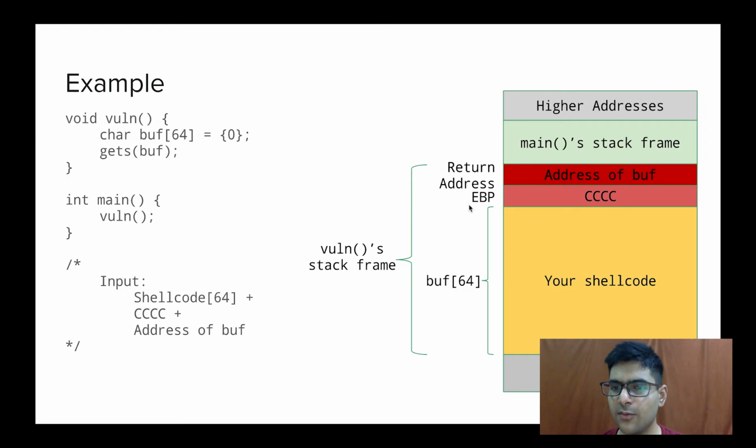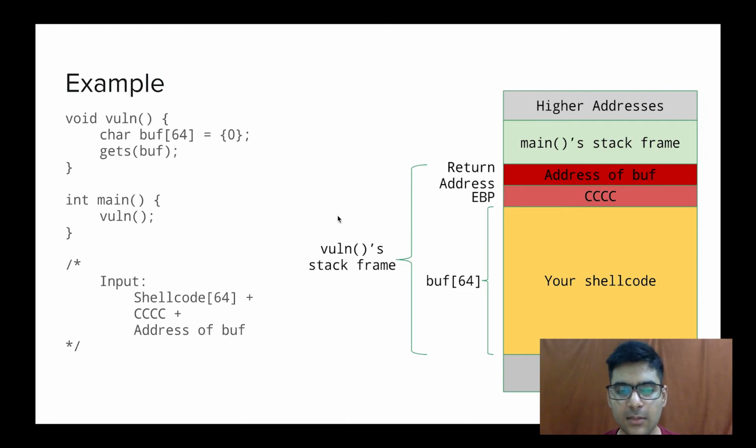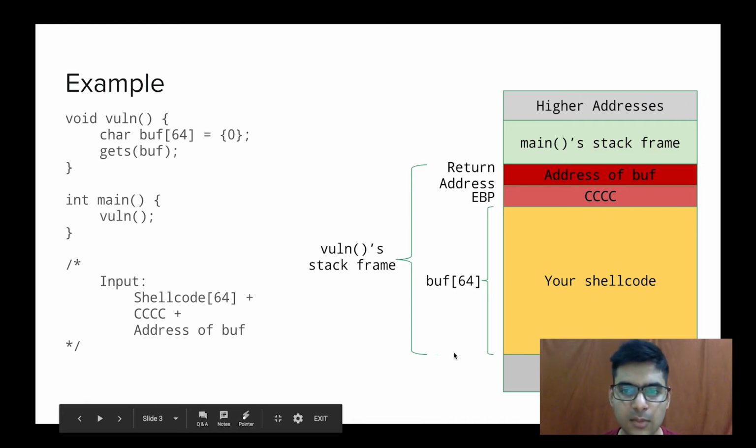So what we saw last time, the main calls the vulnerable function, and how the stack is set up is you first pass the return address, which is the address back to main, and then you have the base pointer for main stored here, so that when you return to main, you can restore the value of EBP, the base register containing the base pointer.